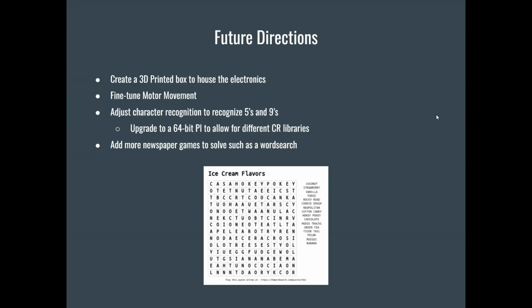A couple areas that we could take our robot would be to create a 3D printed box to house the electronics, which we have already started to implement. Another area that we can improve our robot is to fine tune the motor movement to make it move a little bit smoother and a little bit faster. As we discussed before, we can also improve our character recognition of the 5s and 9s, and we could upgrade our Raspberry Pi to a 64-bit Pi to allow for different character recognition libraries and different libraries of any sorts. And lastly, a fun thought we would have would be to add the functionality to be able to solve more newspaper games like a word search.